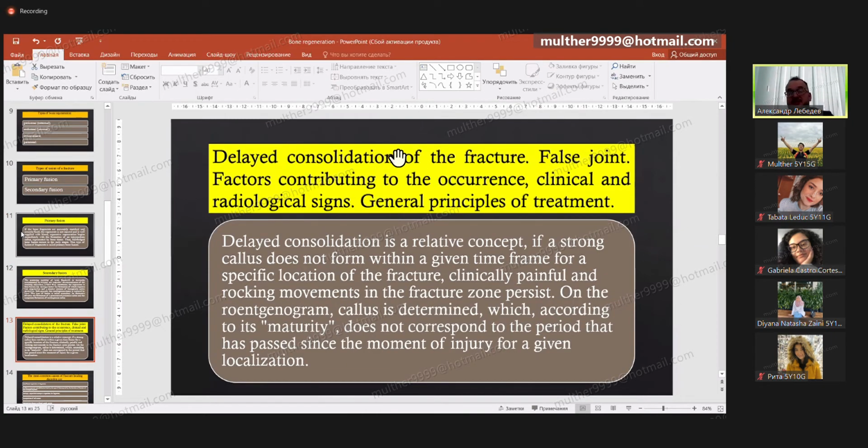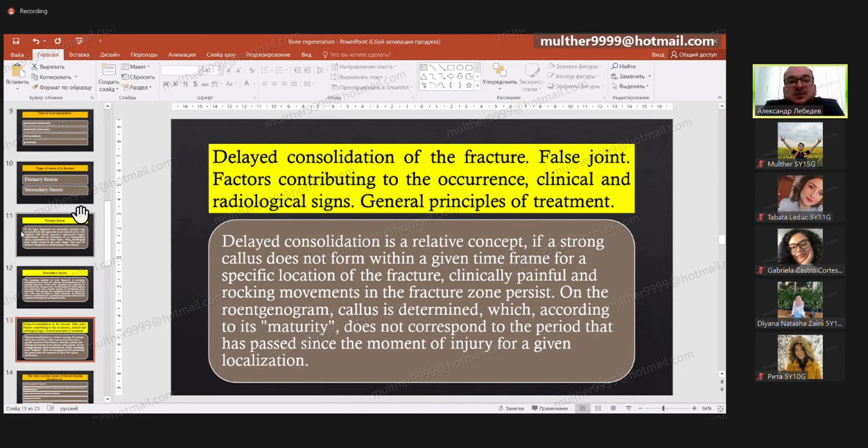Delayed consolidation of the fracture. False union and factors of delayed consolidation or delayed union. Firstly, we have different terms which describe delayed union or delayed consolidation. It's malunion, it's non-union, and pseudarthrosis. I will describe just pseudarthrosis for you. Why? Because malunion and non-union, what are they?